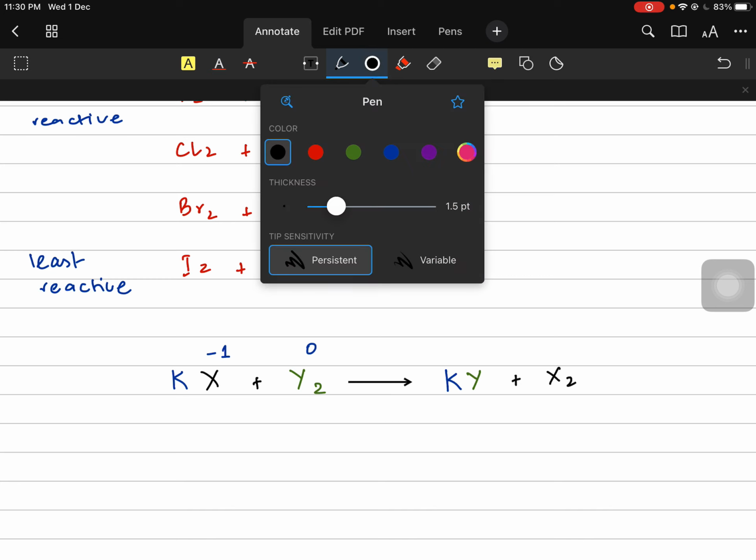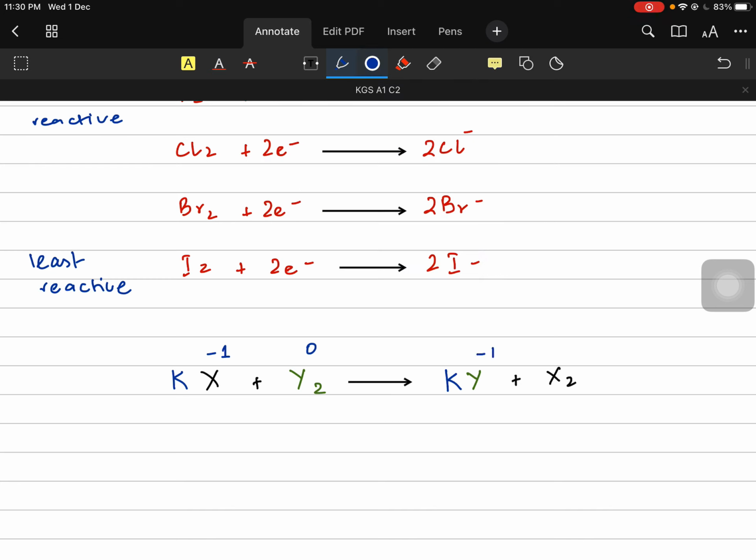So previously it was a minus charge on the X, but now it's a minus charge on the Y. The X was one of the halogens which was less reactive, and Y was more reactive. So Y wanted to make a negative charge more easily, and potassium wanted to make a compound with Y.